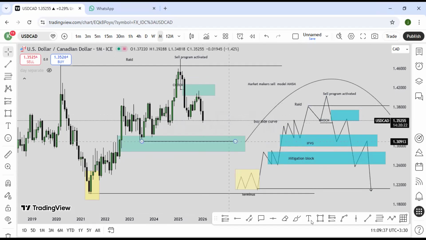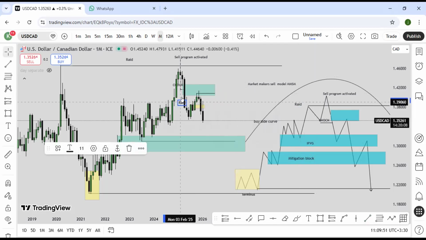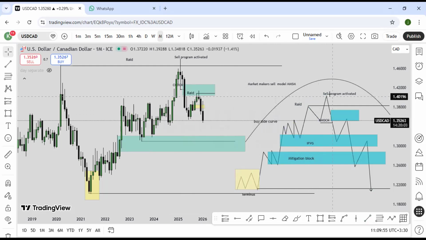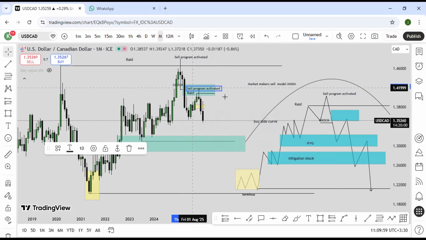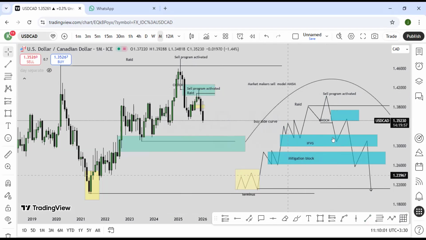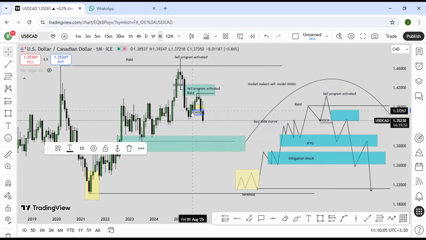You have got it. And an entry came with this mitigation block here. You see this? This was another market maker sell model. Are you seeing here? This is a raid. This is the same thing. This is a sell program array inside an FVG, a sell program activation, which is here. Then a change in market structure, which is here. You see this?